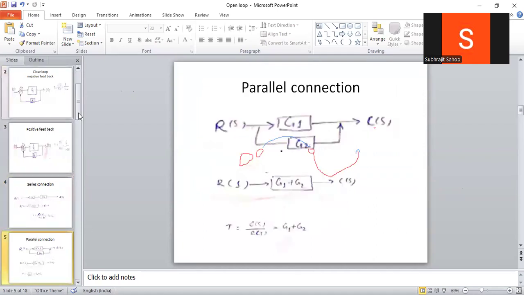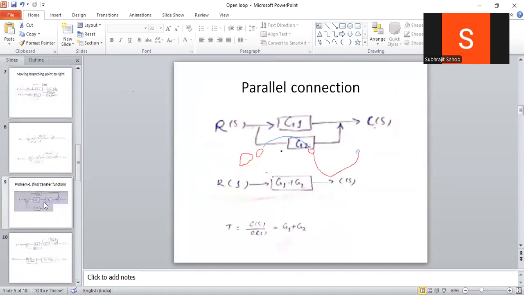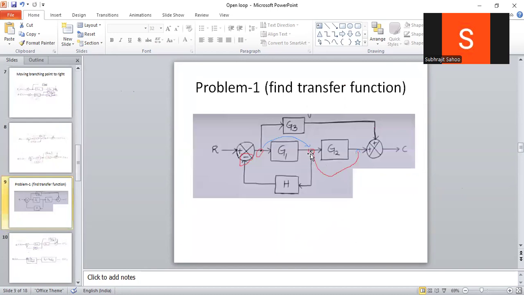So the same thing I'm trying to do here also. I'm moving this summing point or branching point to here. Now see, if I move this branching point to here, then G1, G2 will be added. Sorry, multiplied, series connection. This will be multiplied, right? Suppose I move this branching point to here, then what will happen? This totally becomes one block.